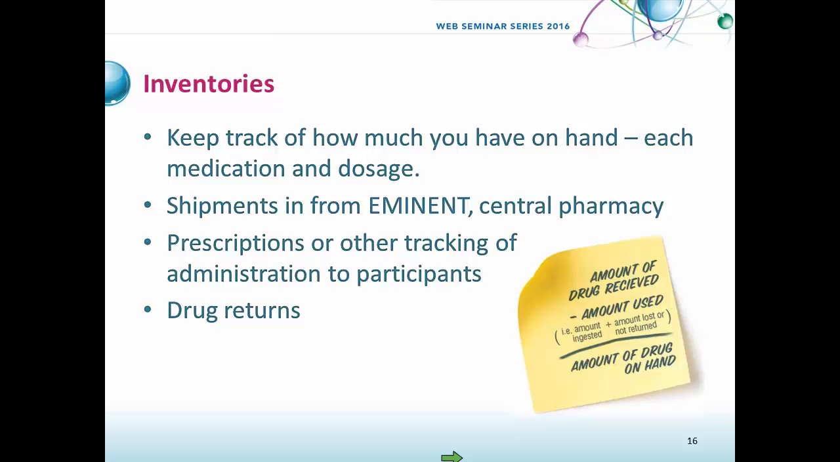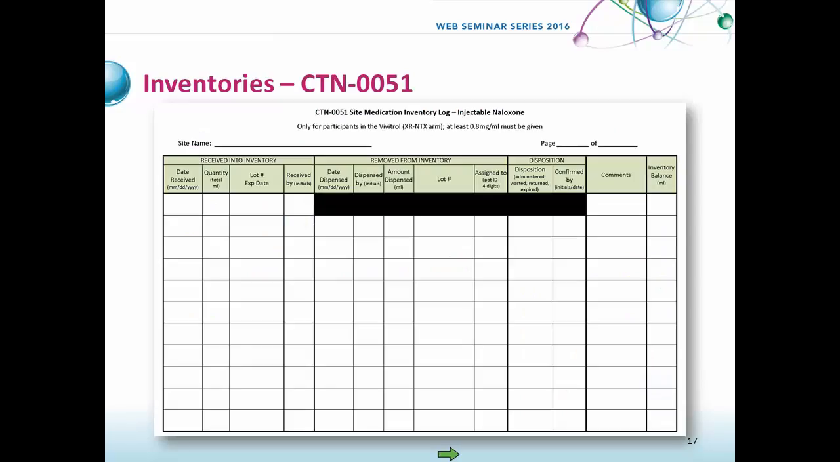These logs also need to track when drugs are removed from inventory, so when they're prescribed or administered to participants, or expired, returned, or wasted, in order to have a running tally of how much you have on hand at any point and when to reorder. And this links into the EDC inventory system, but the logs are the source document for a lot of this information. So this is an example of the log we created for naloxone, which was, as I said, procured locally.